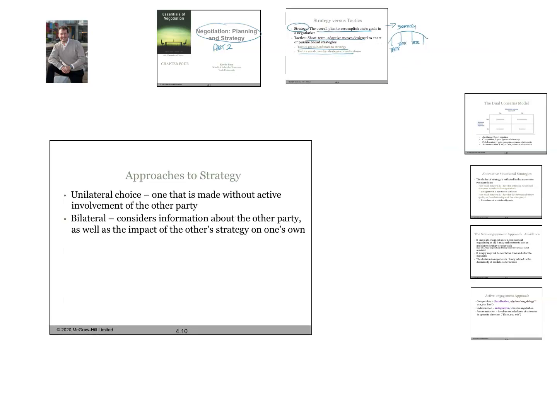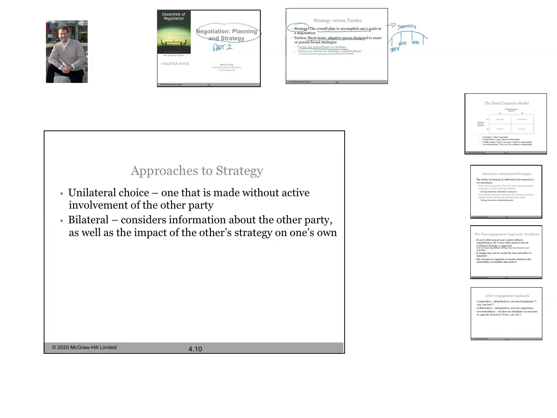Let's look now at one main starting point when it comes to discussing strategy. There are 2 fundamental approaches. One is what we call a unilateral choice. When we're thinking about the strategy we want to use from this point of view, we're making the decision without any kind of involvement of the other party. In other words, we're not really thinking about the other party or what they might be like. We're just not taking that a lot into consideration.